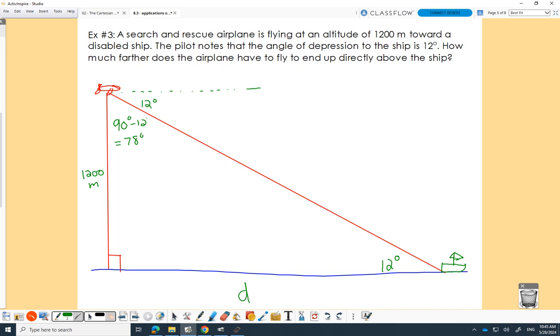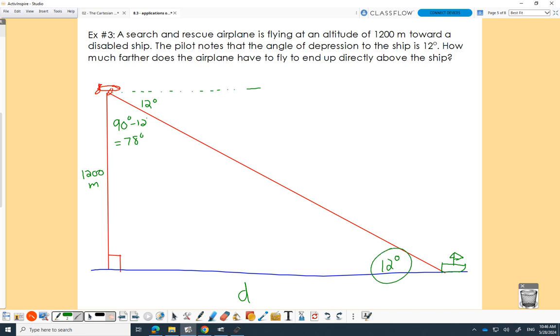Which angle would you like to use? It doesn't matter which one you use. Really. It might change the algebra a little bit, but you'll still get the right answer. Which one would you like to use? 78. I'm going to use the 12, and the only reason I'm doing that is because I'm trying to be a good teacher, and I'm going to walk us into trouble. There's going to be a little problem that comes up.